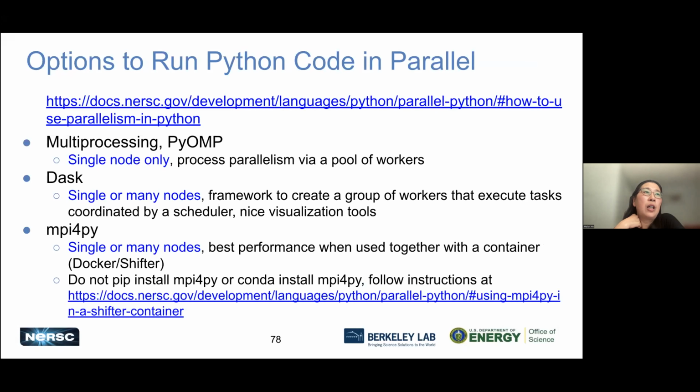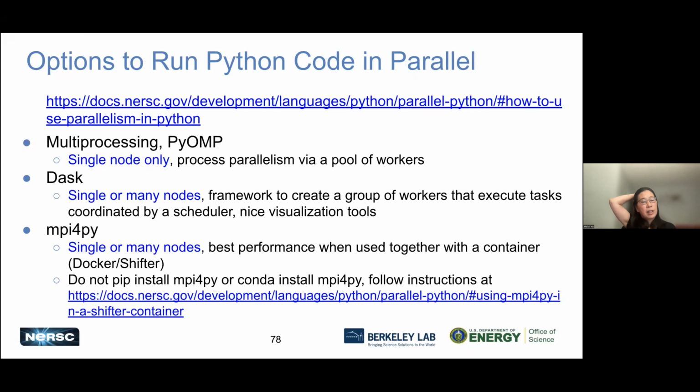You could use directives similar to OpenMP in C and Fortran, but in Python code. With this PyOMP conda environment, you create it following the instructions there, and then you're able to set the number of threads to run your PyOpenMP code. Dask is a framework. You could create a group of workers with its own scheduler to run on single, multiple or many nodes. Dask has its own visualization tools, so it's also useful for parallel Python.